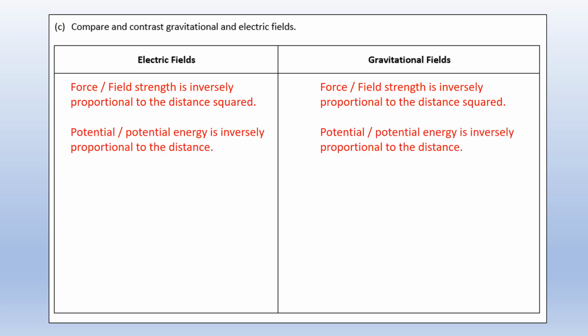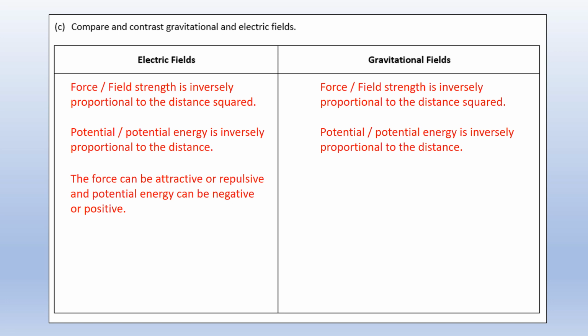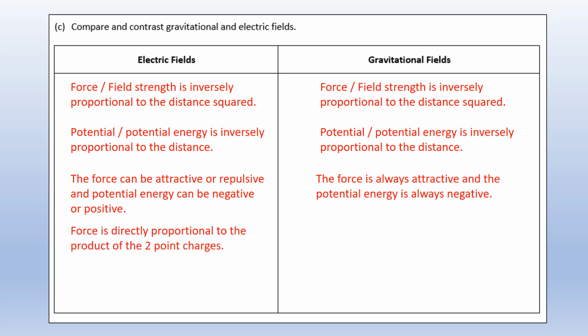And we also get the same thing with potential or potential energy, that they're inversely proportional to distance as well. So those are the same. Where we start to get some differences is that electric fields can be either attractive or repulsive, and the potential energy can be either negative or positive, whereas gravitational fields are always attractive and the potential energy is always negative. So that's one of the ways they're different. For electric fields, the force is proportional to the product of the charges. For gravitational fields, it's the product of the masses.